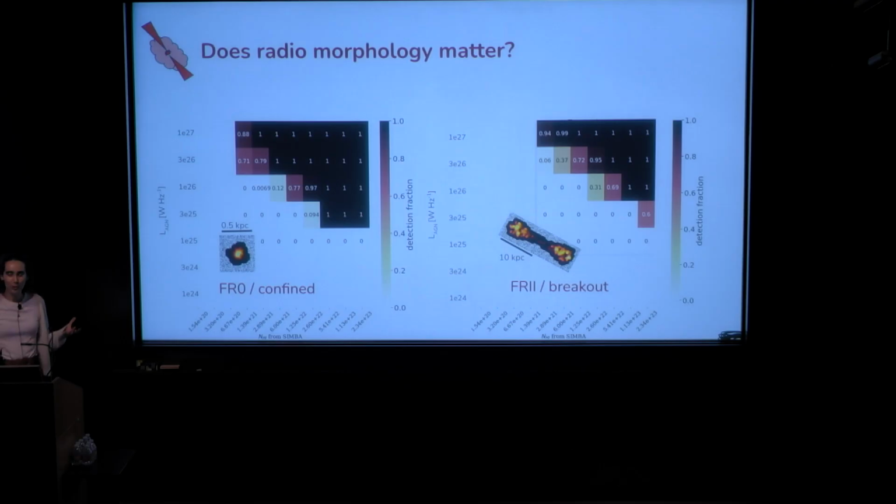Final question: does radiomorphology matter? Of course, I wanted to know whether we're over-detecting compact sources because of something interesting about the source or because of some sort of selection effect. So we make the same sort of plot again, but on the left we do it for the confined radio source, and on the right we do it for the large breakout source. We add those lines again, and it looks like, yes, there is a significant difference. So it looks like we really are detecting neutral hydrogen much more often towards the compact sources than towards the extended sources.